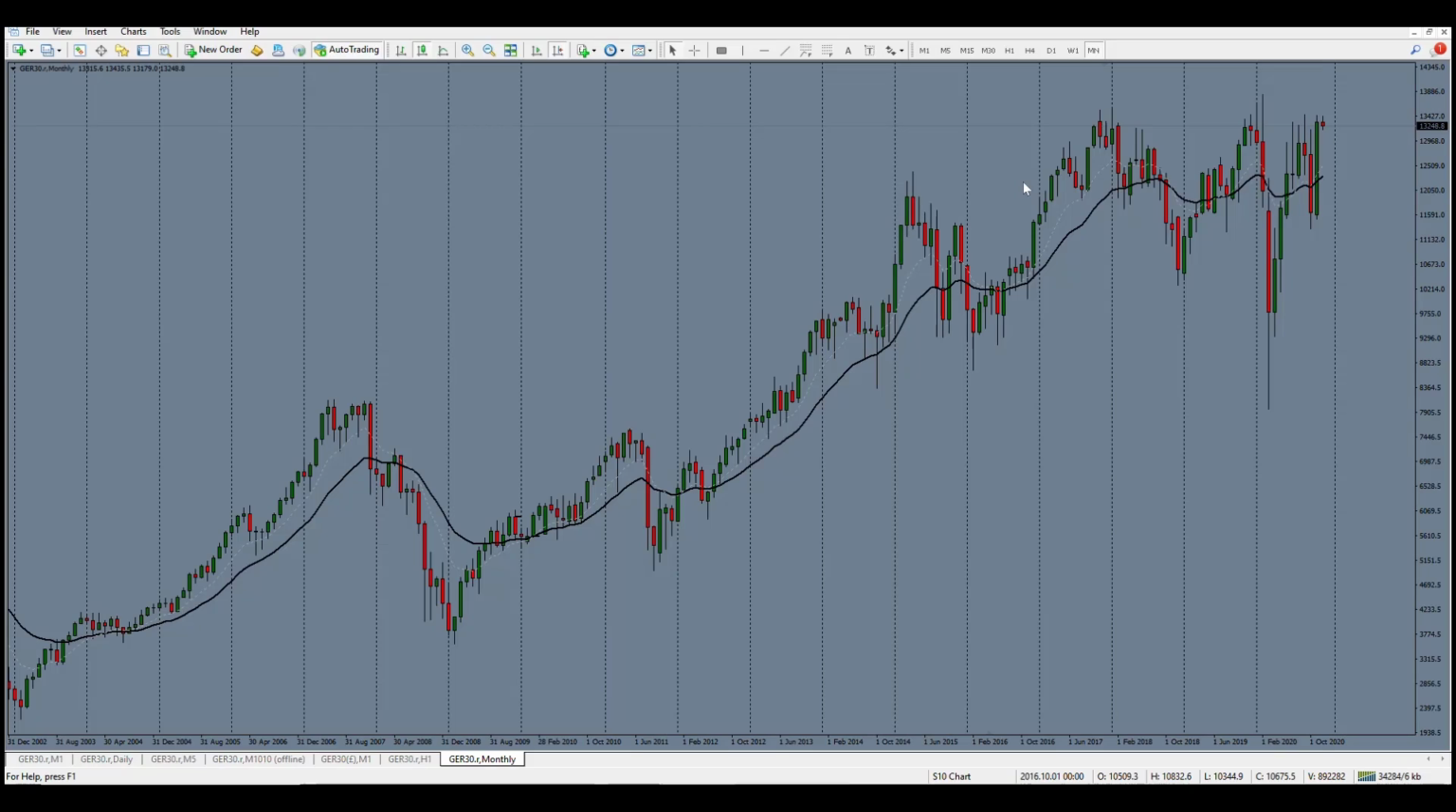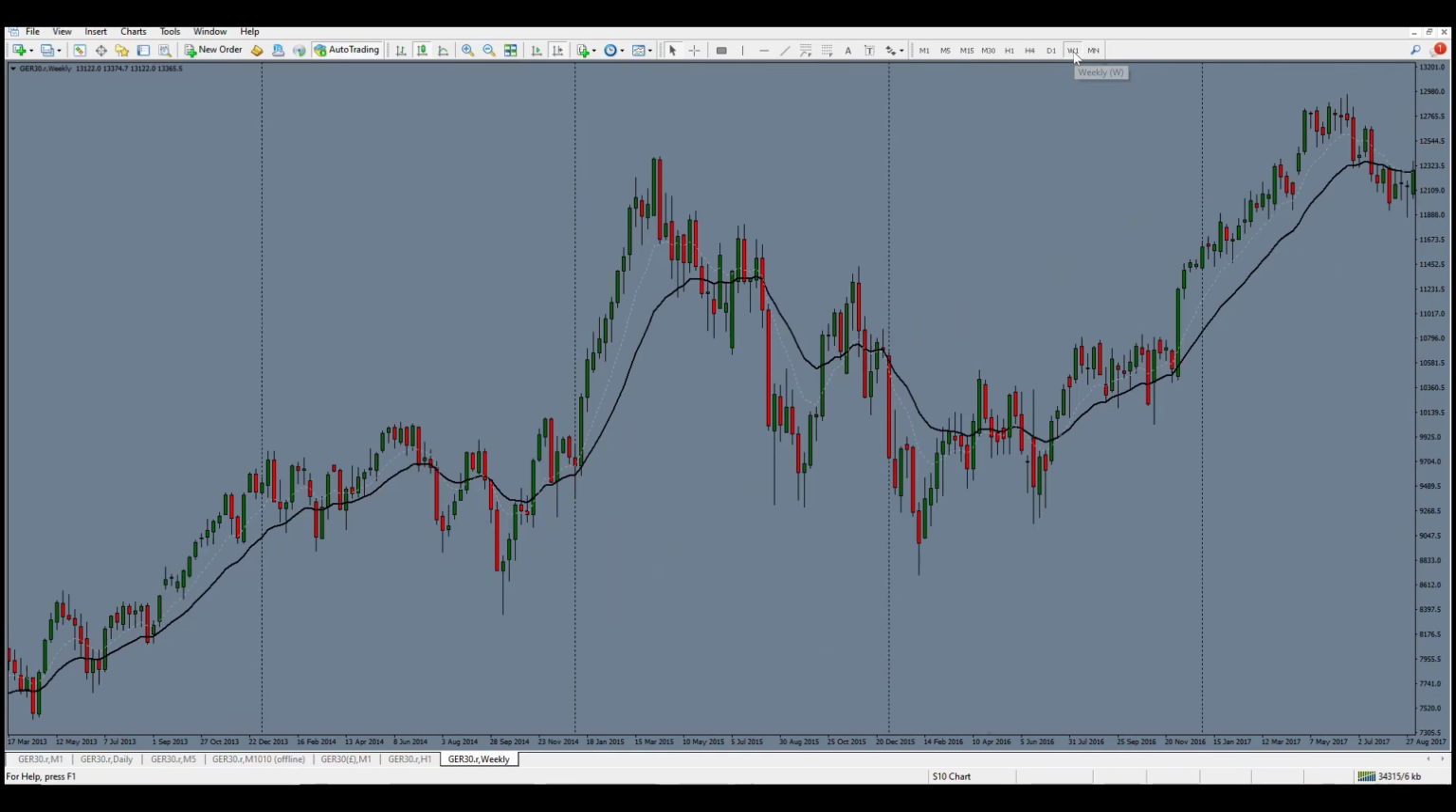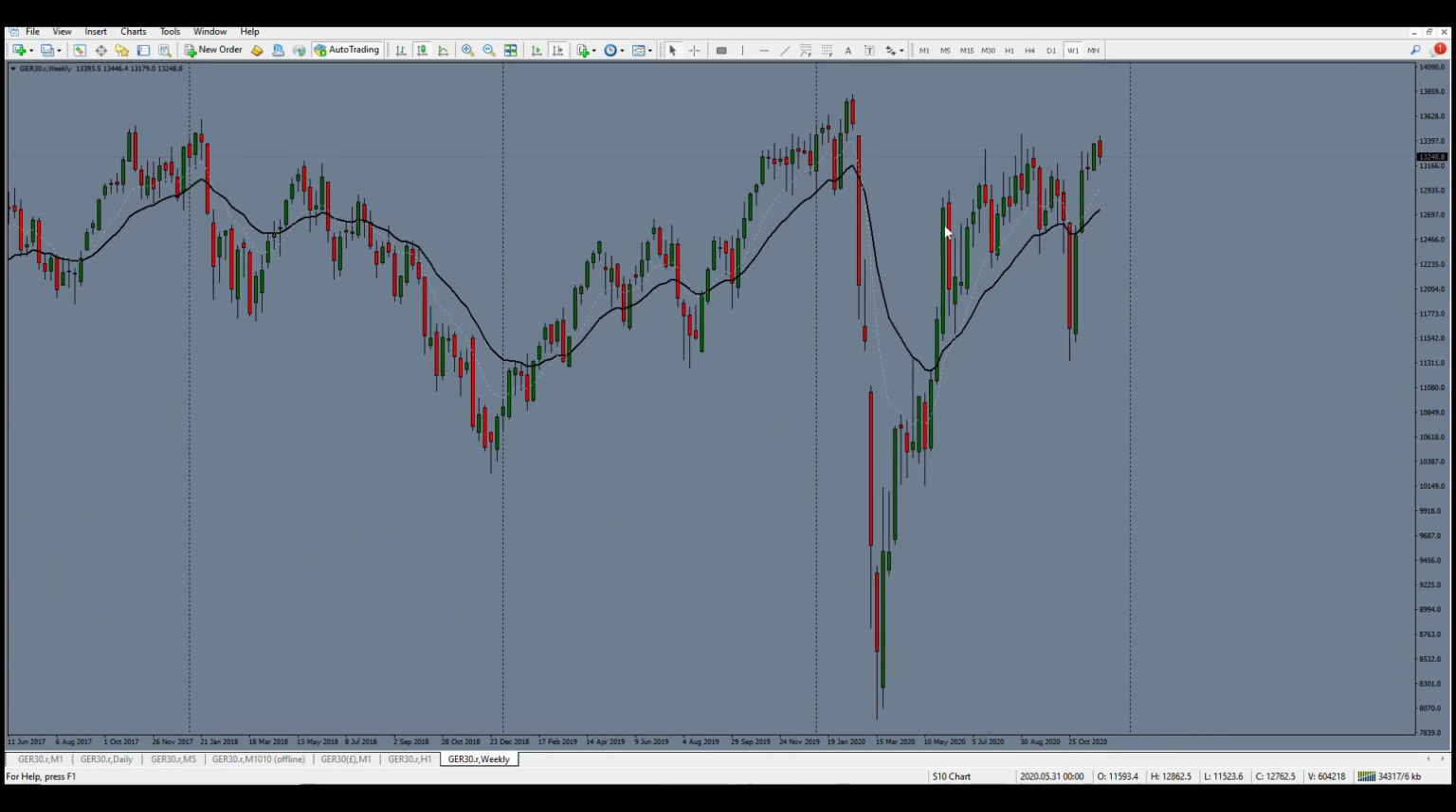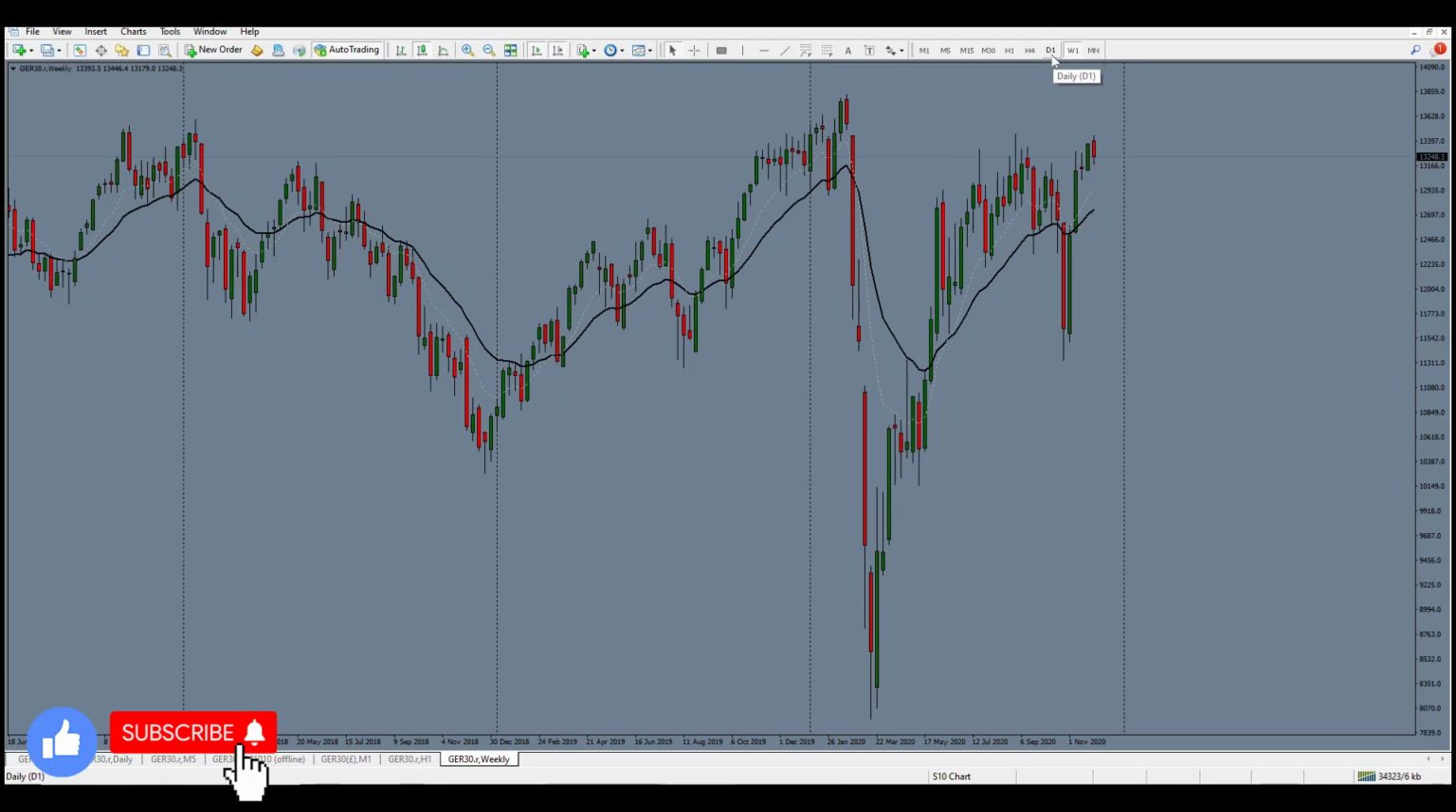The other thing about trend is that the trend is different on every time frame. So this is the chart of the DAX 30. This is an index, and this chart is right now at the monthly. So if I go to the weekly chart, the things might look slightly different. So every time frame has its own trend.